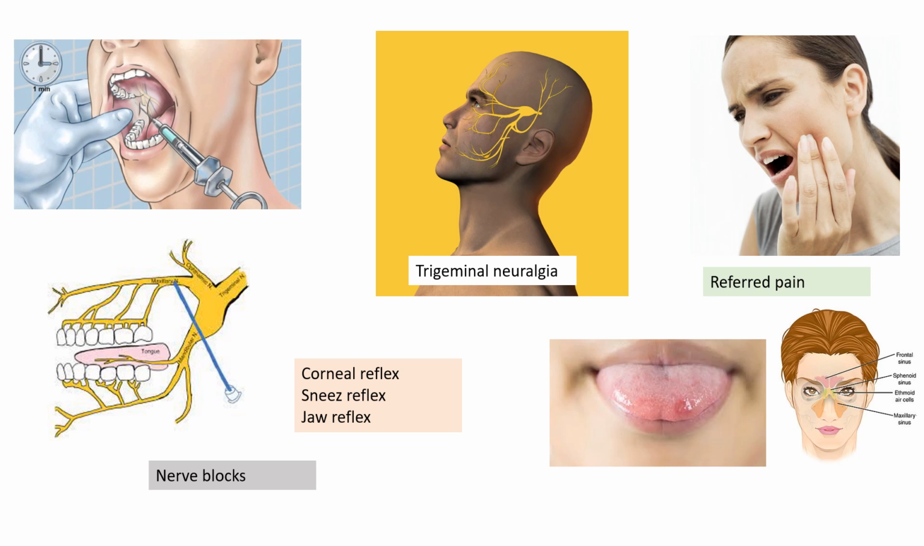Similarly, frontal sinusitis can present as headache along the distribution of the ophthalmic division. Maxillary sinusitis can be appreciated as pain over the cheek because of the distribution of the maxillary nerve over the skin of the cheek. So this is the referred pain, which is very well explained and applicable in the case of the trigeminal nerve.